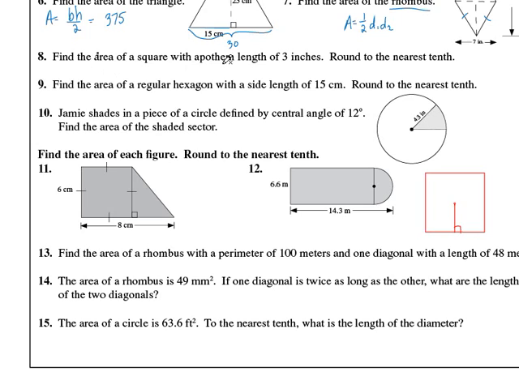Find the area of the square with the apothem of 3, so that's 3. Since this is a square, you don't even have to go through that whole apothem thing. This is actually a little easier. It says find the area of this thing.